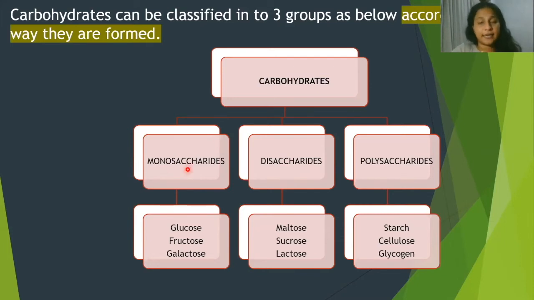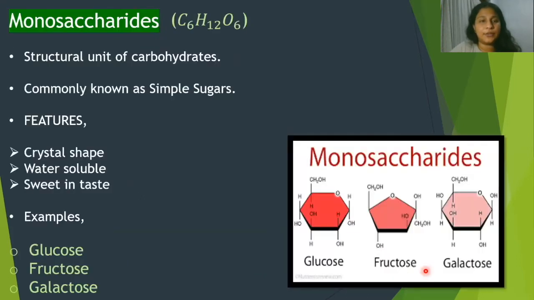So in monosaccharides, we give three examples: glucose, fructose, and galactose. In disaccharides, we give three examples: maltose, sucrose, and lactose. In polysaccharides, we give three examples: starch, cellulose, and glycogen. Okay, let's go through monosaccharides.